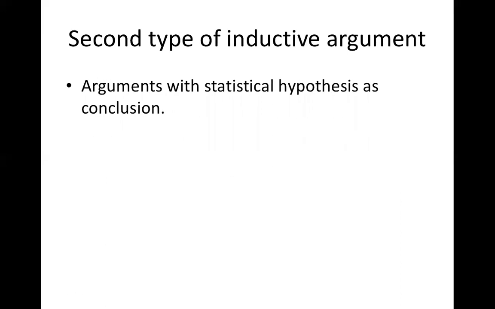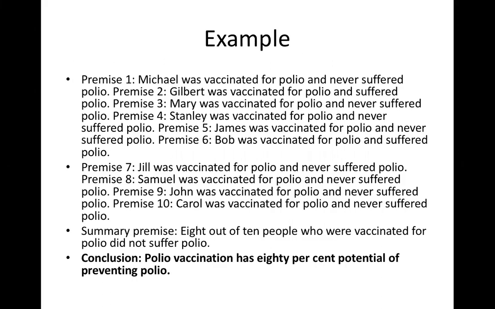Now let's look at the second type of inductive arguments, arguments with statistical hypothesis as conclusion. So this is an example. This is an experiment of people who were vaccinated and those who continue to suffer and those who stopped suffering. Michael was vaccinated for polio and never suffered polio. Gilbert was vaccinated for polio and suffered polio. Mary was vaccinated for polio and never suffered it. Stanley was vaccinated for polio and never suffered it again.